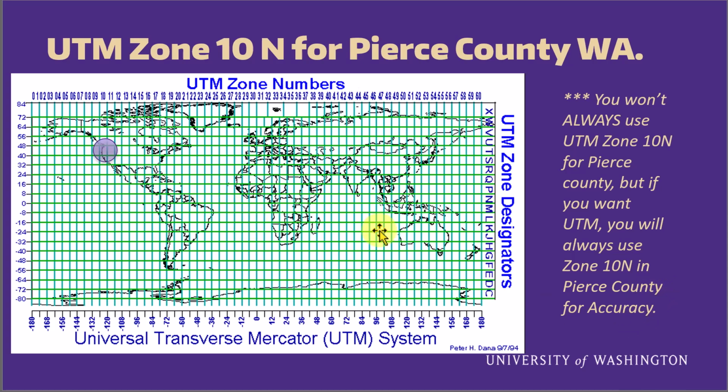If you were to choose 38N, that projection is created for somewhere over here in Eastern Europe. So it's Russia, whatever it happens to be. That coordinate system is best for that area, whereas the one that's best for Washington is 10N.